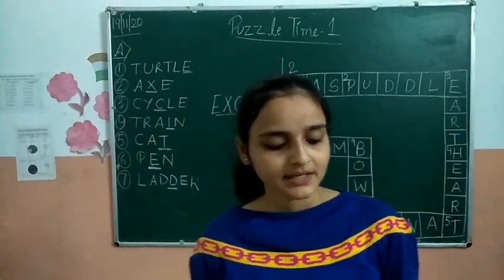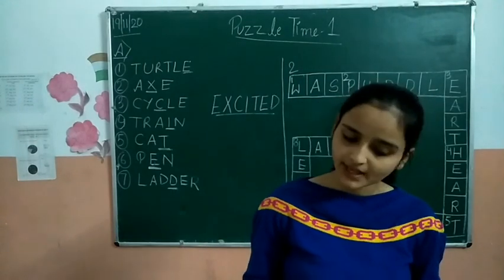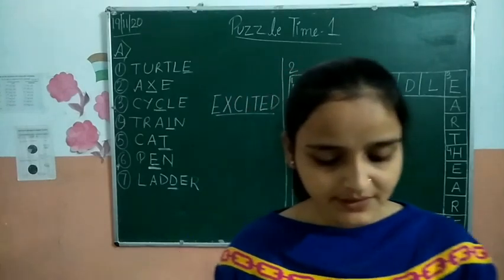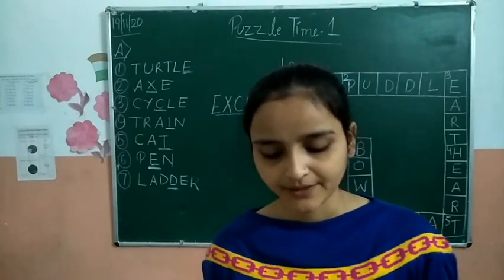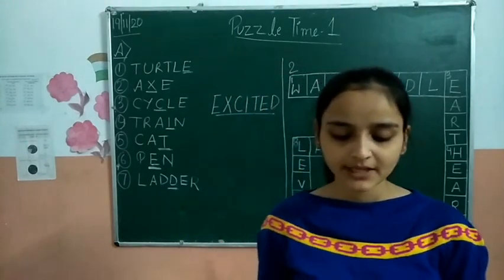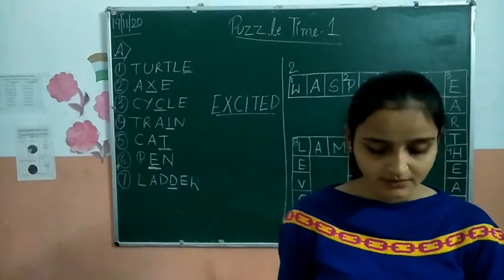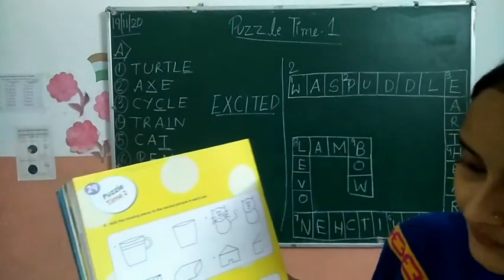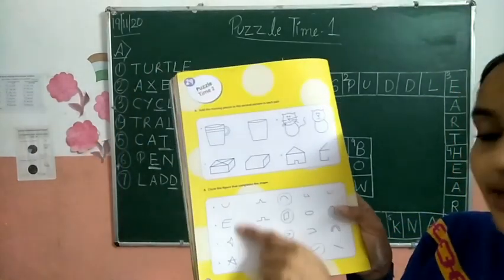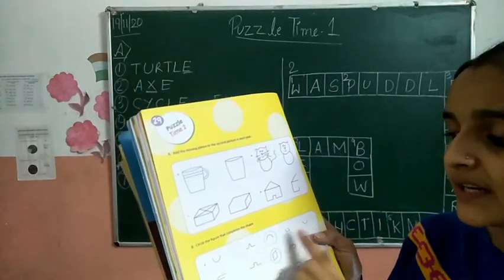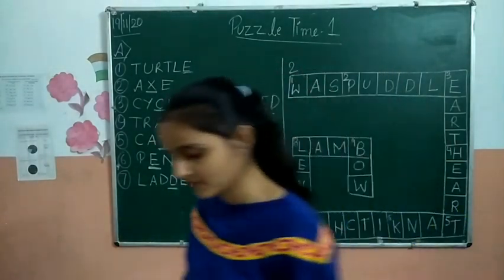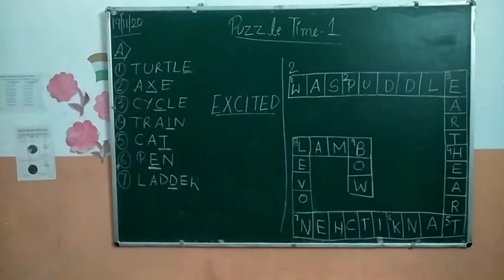Now look at the second one. Circle the figure that completes the shape. Here a picture is given that is incomplete. You have to circle the shape that completes this one. Okay, you have to circle those figures. So this is for homework.